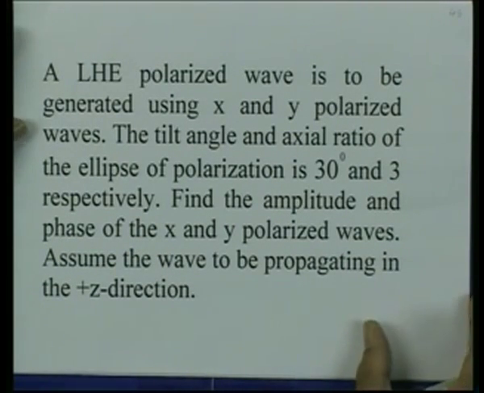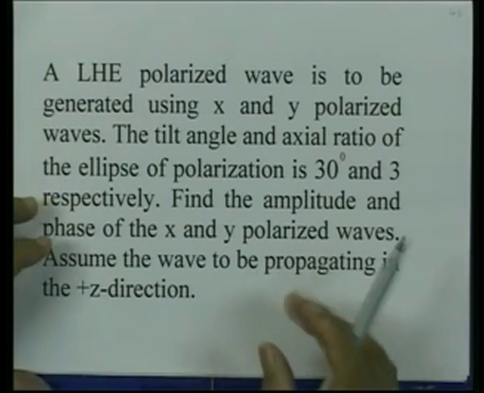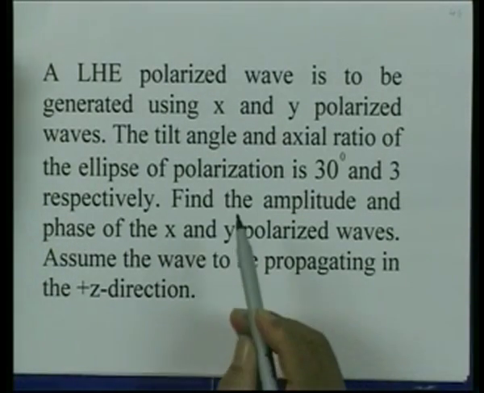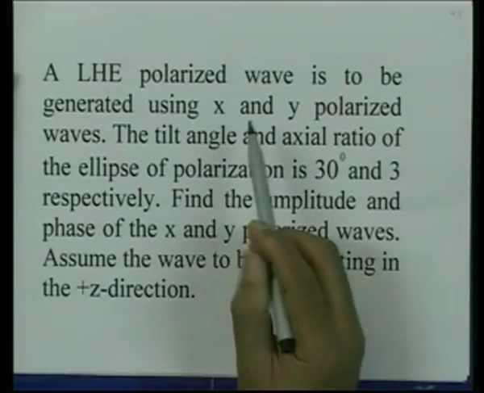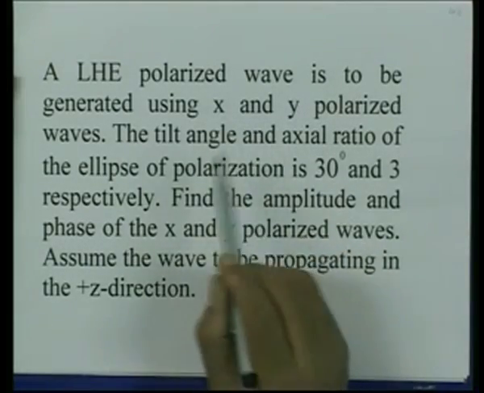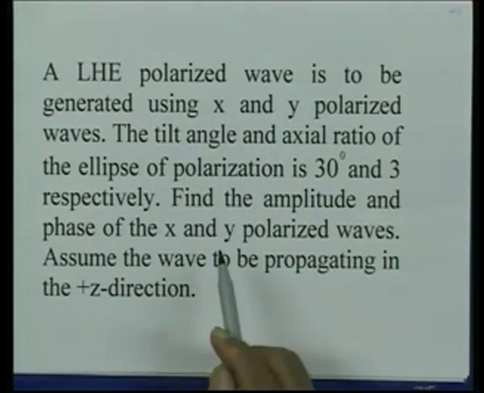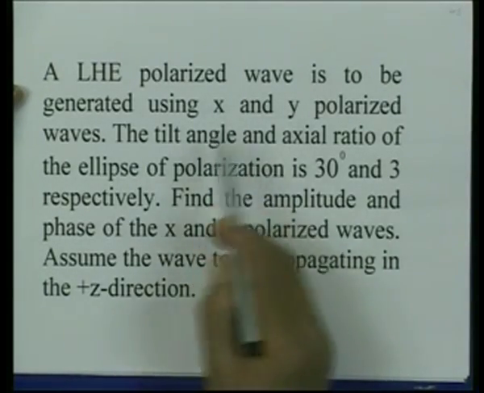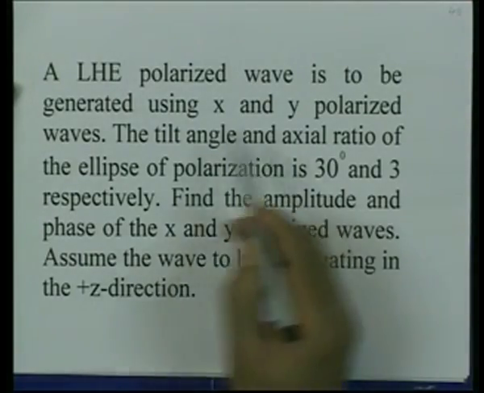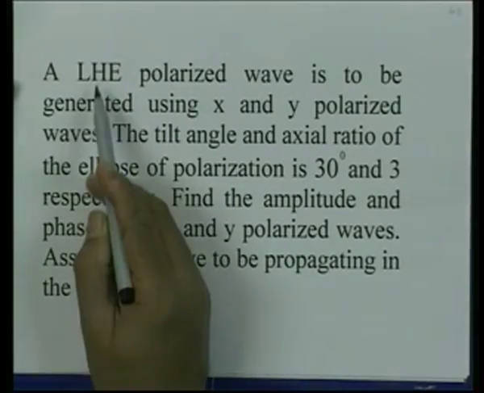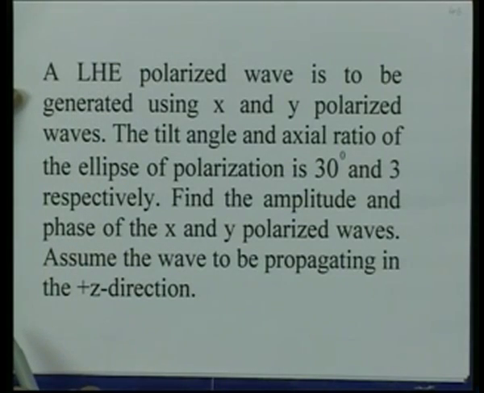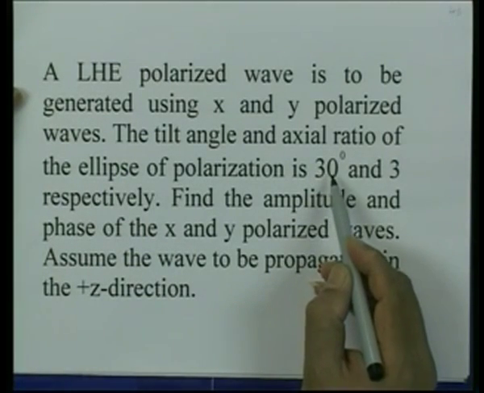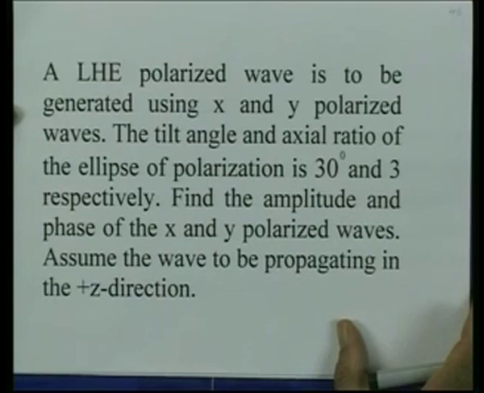So, this problem again is a very straightforward problem. Essentially what we are saying is that if you have two orthogonal polarizations, which are x and y, in what proportion they should be combined together to generate an elliptically polarized wave which is left handed sense of rotation and has a tilt angle of 30 degrees and axial ratio of 3.